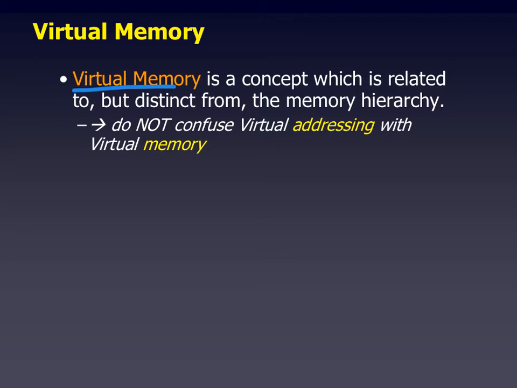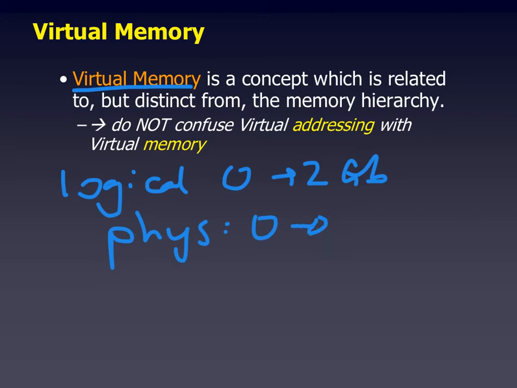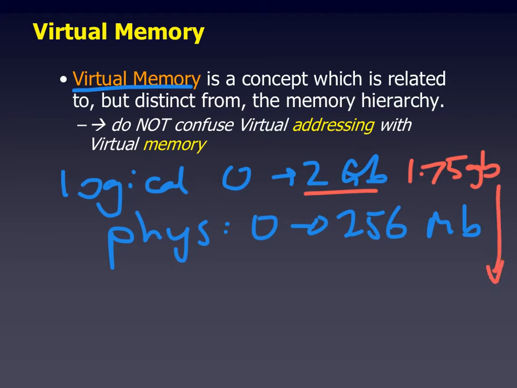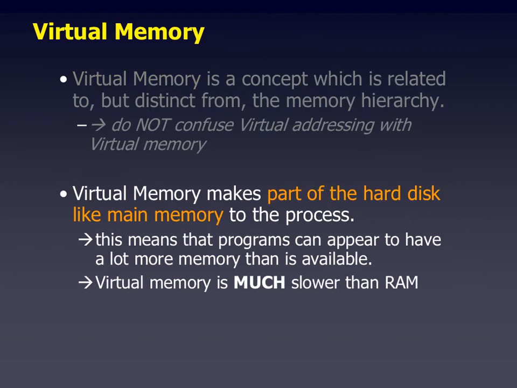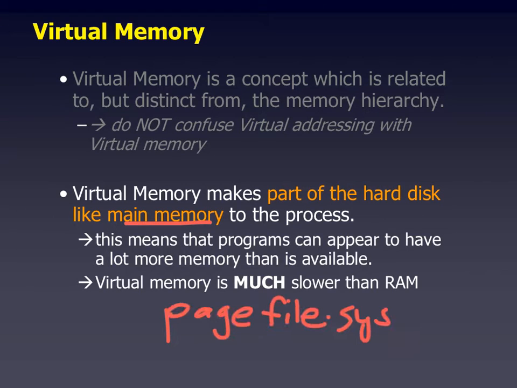Now, I mentioned a thing called virtual memory. If you recall the previous example, we had our logical address, 0 to 2 gigabytes, and our physical memory was 0 to 256 megabytes. Virtual memory allows us to pretend that we've got more memory by putting the excess components, the 1.75 gigabytes, onto disk. So we can fake it if we want to. Virtual memory makes the hard disk, or part of it, look like main memory to the process. In Windows, I think this is called pagefile.sys, or it could be something else in different operating systems. For example, in Linux, this paging space could actually be a raw physical partition.